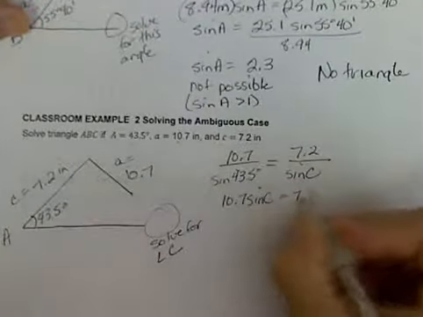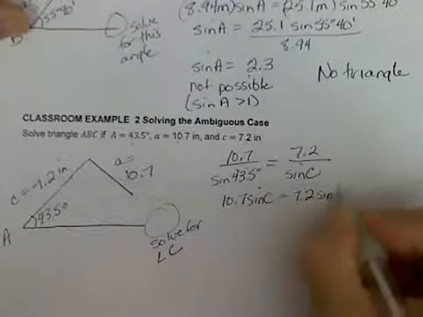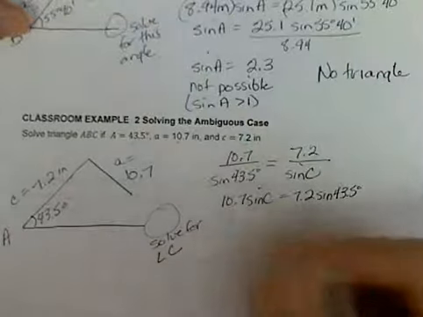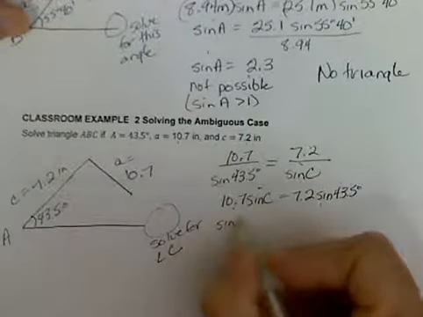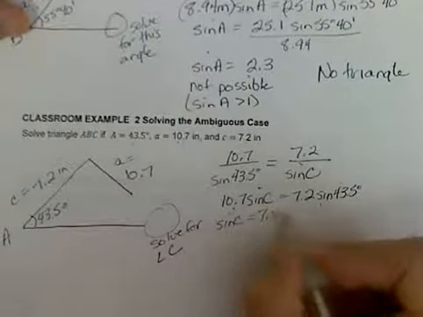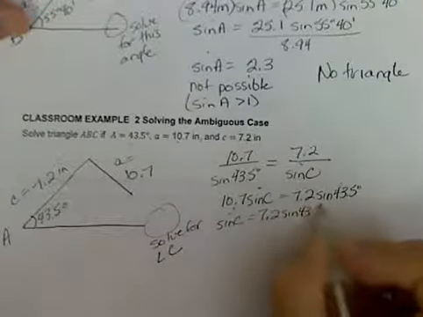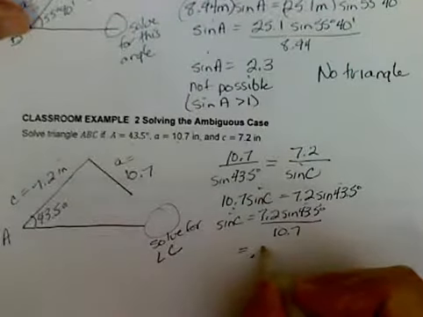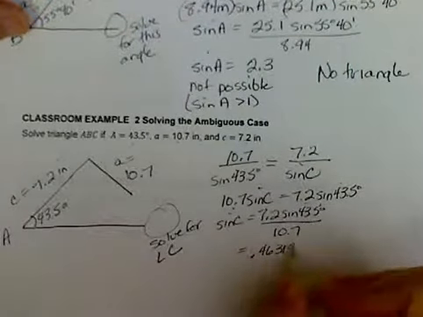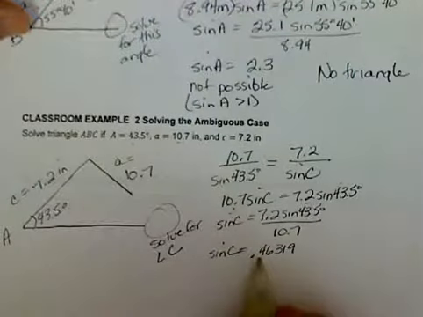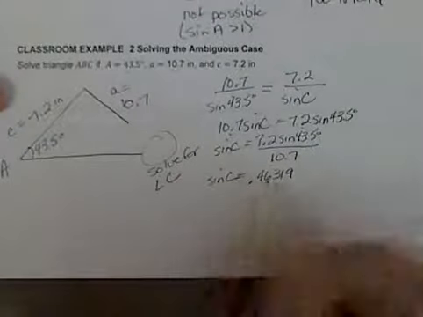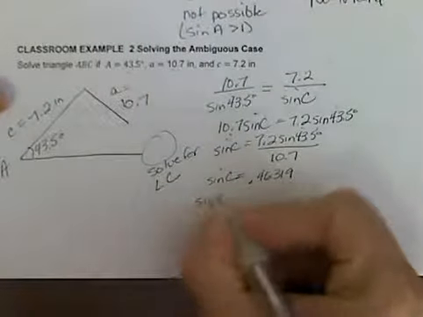I'm going to solve this equation for the sine of C. I'm cross multiplying, and then I'm going to divide both sides by the 10.7. That gives me 0.46319 approximately for the sine of C. This one is going to have at least one triangle because my sine did come out to be smaller than 1. To find angle C, I'm going to use the inverse sine on my calculator.